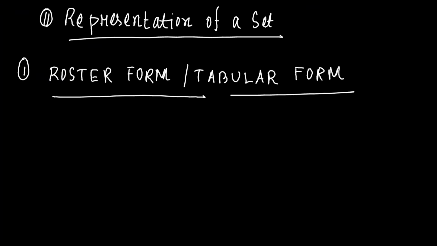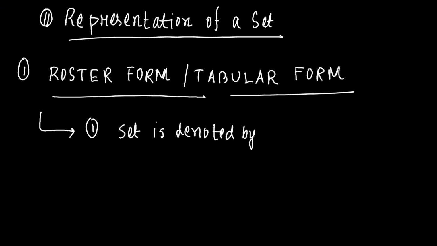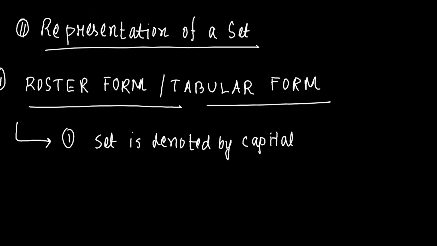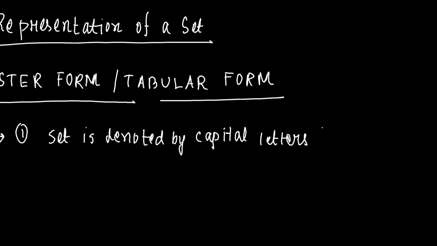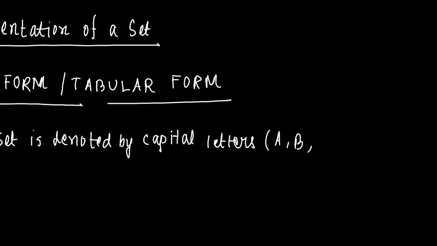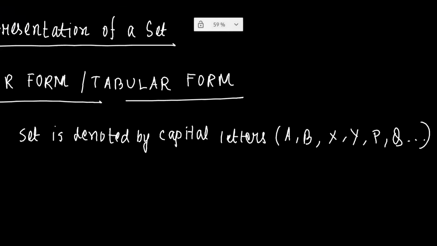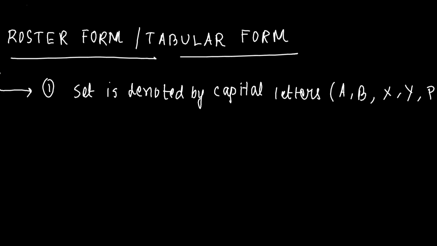Before the roster form, here is the general set notation. These important points you have to note down. A set is denoted by capital letters. Before representing it in roster form, this needs to be remembered. That is, suppose A, B, you can say X, Y, P, Q, like that. So a set is denoted by capital letters. Now, what is the structure of this roster form?